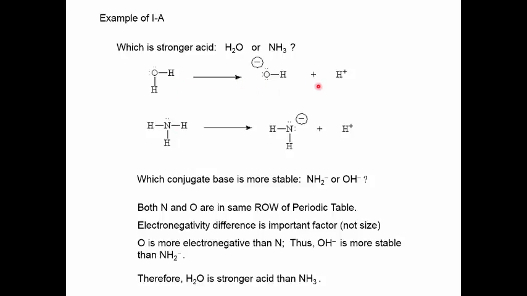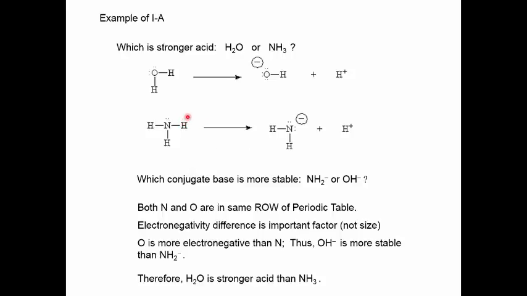Water dissociates to give the conjugate base hydroxide ion. Ammonia dissociates to give the conjugate base, called the amide ion. In order to decide which acid is stronger, it's simply a matter of looking at the conjugate base of each and deciding which one is more stable. Which conjugate base is more stable, hydroxide ion or amide ion? Now remember, the important factor here is electronegativity.